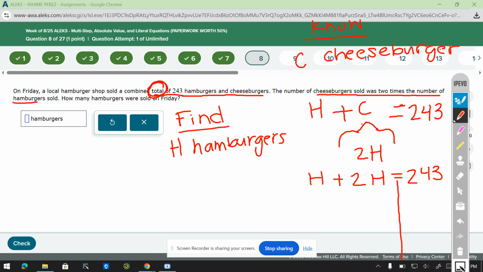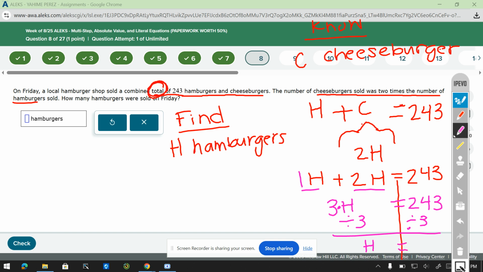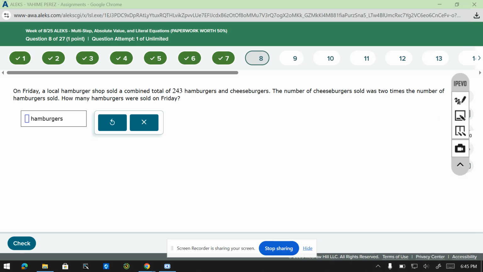So I split the equation at the equal sign. The right side is already as simplified as it can get, but on the left side, I do have like terms. I have H and I have 2H. Now the invisible number here in front of H is 1, so I'm going to combine 1 and 2, which is 3. So that's 3H equals 243. And to get rid of this multiplication of 3, I'm just going to divide by 3. And so H is 81. So there were 81 hamburgers sold. And that's our answer.